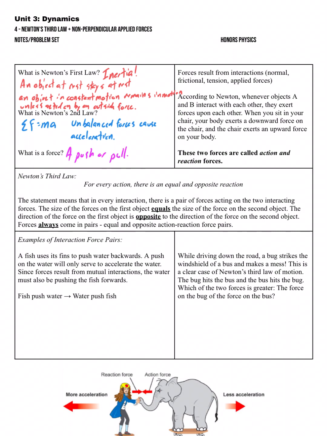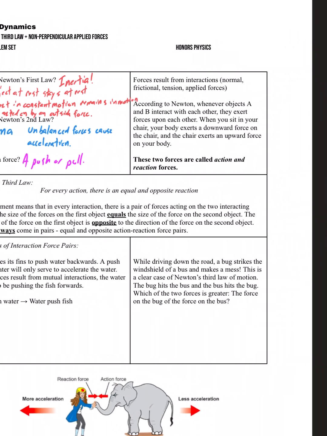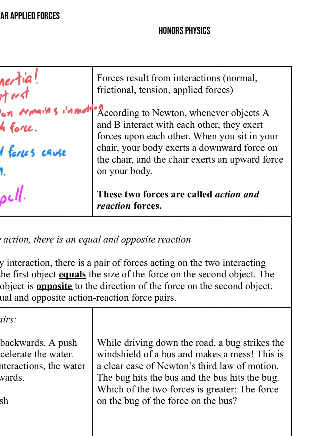The last thing which is important is obviously what is a force. A force is basically anything that is a push or pull, right? A push or pull is what a force is. Forces result from interactions. There can be a normal force, a frictional force, tension, applied forces, all different kinds of things. Those are what cause forces.